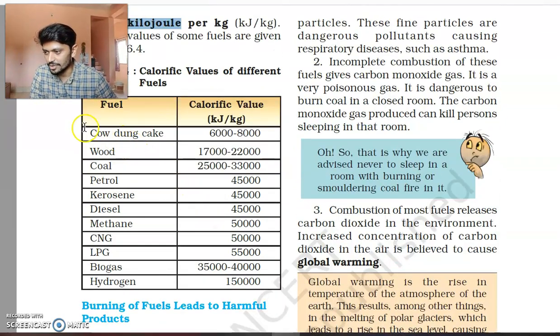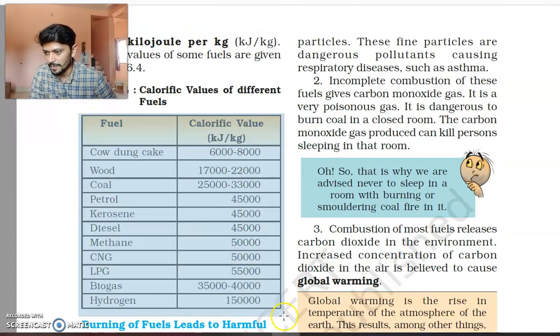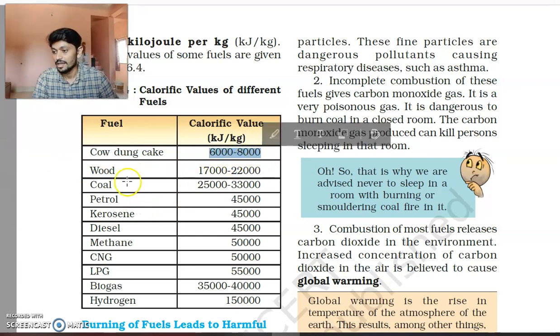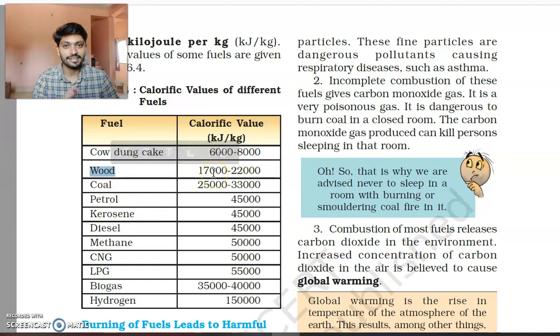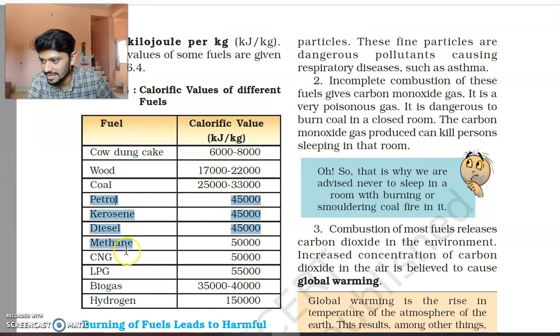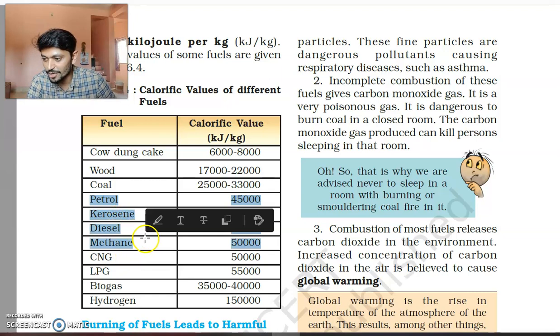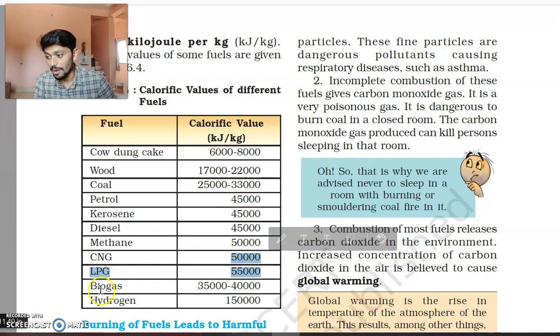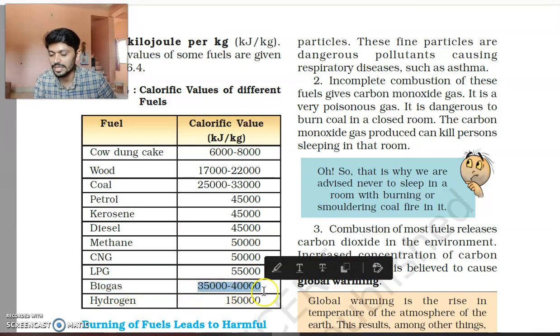So let us have this table just for reference. As you can see here, cow dung fuel will give us around 6,000 to 8,000 of calorific value. Wood will give around 17,000 to 22,000. But these are nothing compared to petrol, kerosene, diesel, methane. All of them are around 45,000. The LPG or CNG that we use has around 50,000 to 55,000. The biogas, if we use it, will have around 35,000 to 40,000.